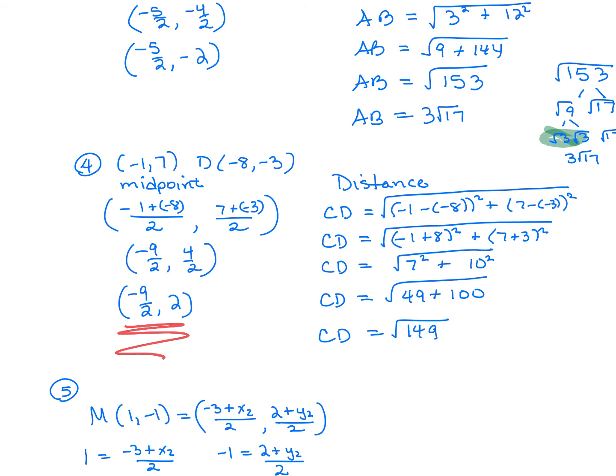If you want to leave it like that, that's fine. If you changed it to -4.5, the decimal, that's acceptable as well. And then the square root of 49 is prime. I can't break that down, so I would just leave the radical just like that. Pretty good there? All right, number 5.